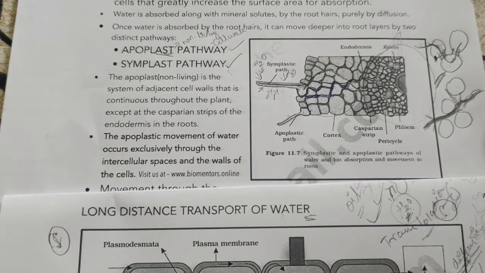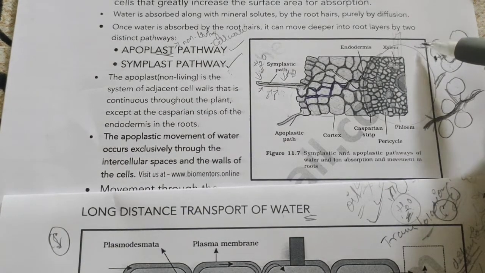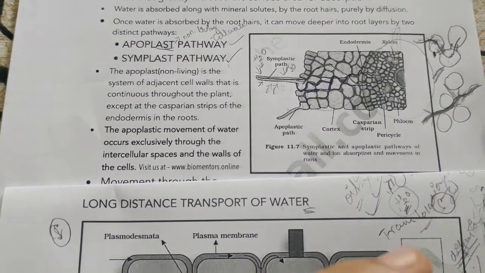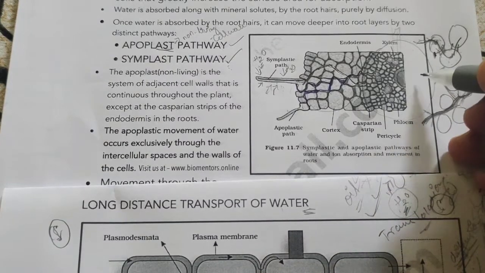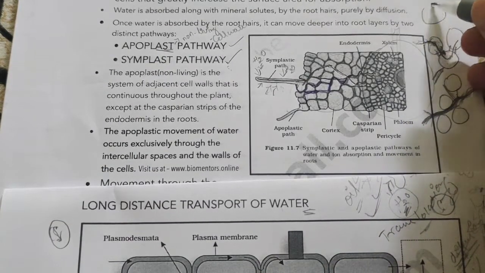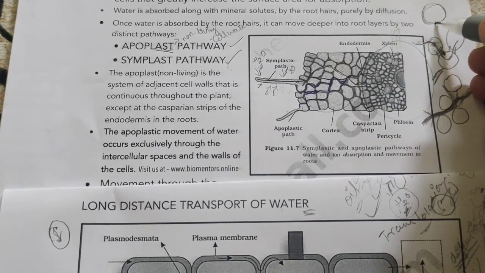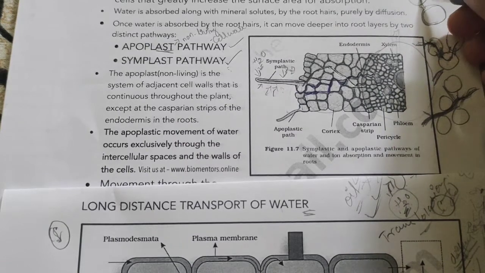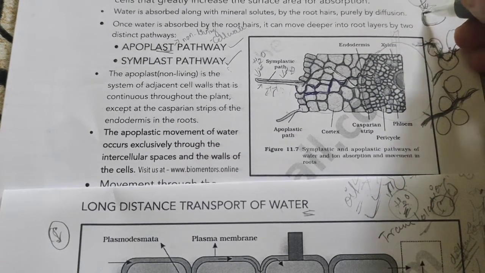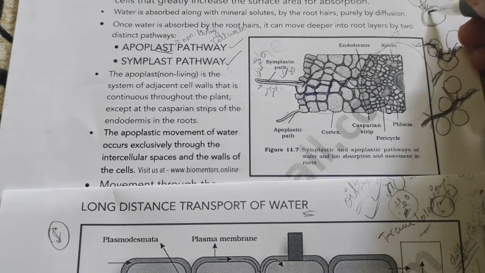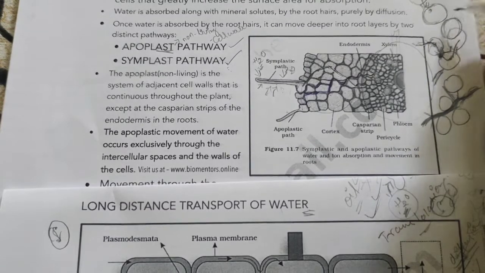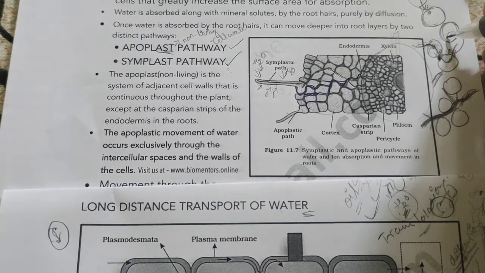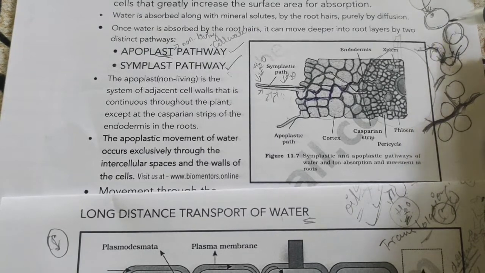So symplast occurs at a slower pace as the water has to enter inside the cell through the cell membrane. And inside the symplastic pathway, water may even move through the cytoplasmic stream. Say for example, now water has reached this cell, and through the semi-permeable membrane water has entered inside the cell, and there is one more cell located here. So now this water molecule has to reach here. In such cases, cytoplasmic streaming may also occur.